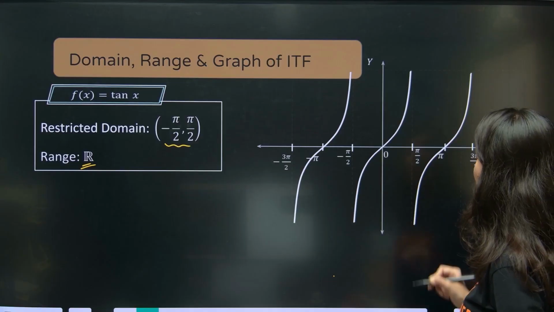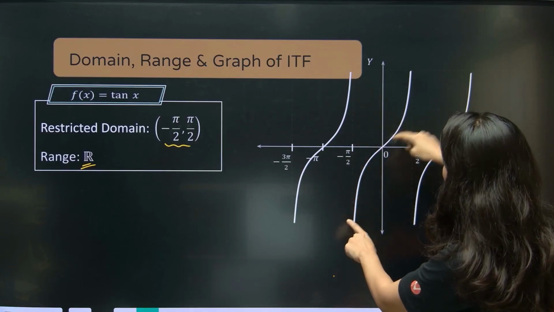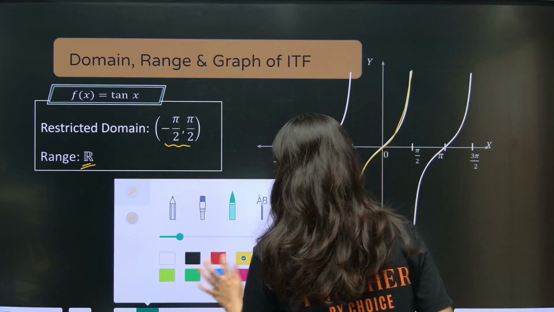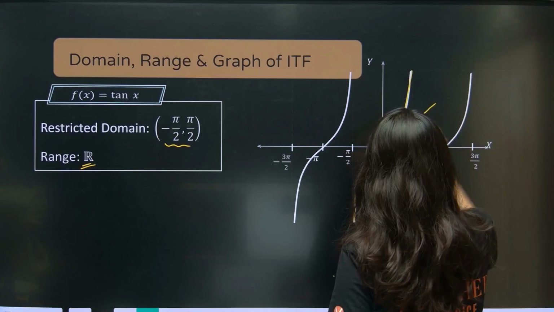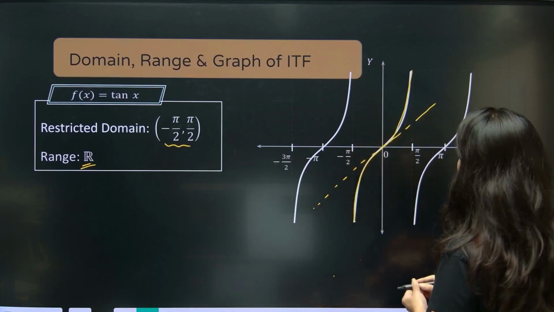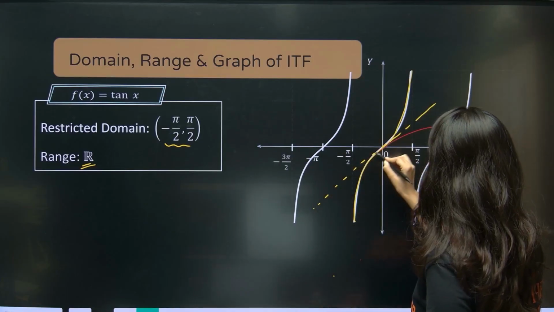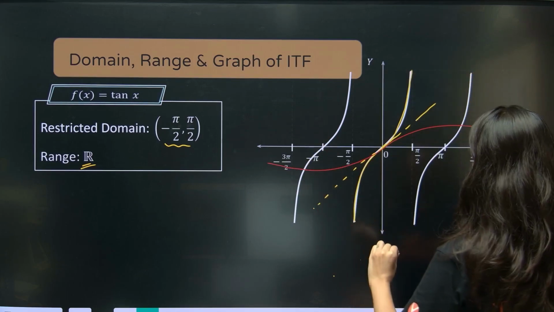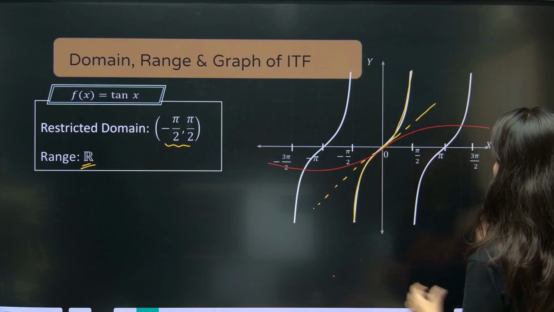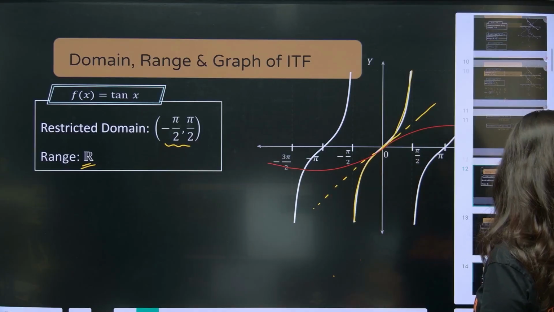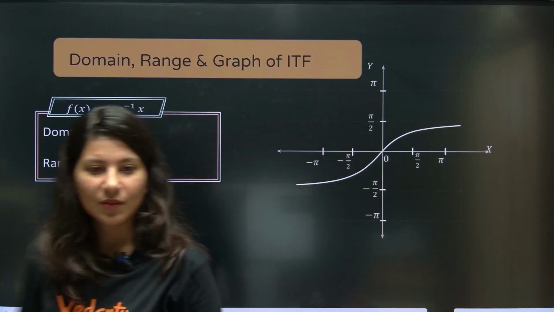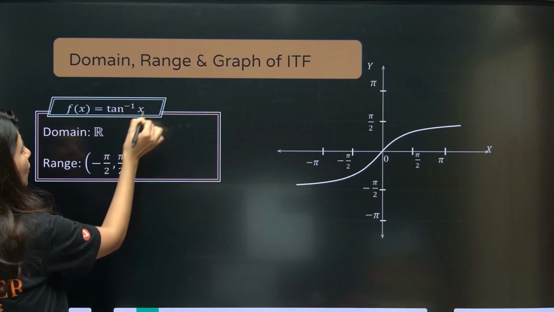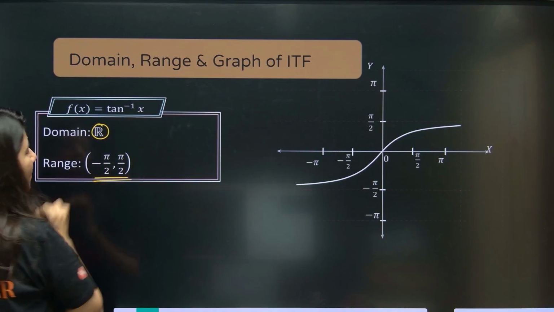So now what you want to do is take this graph from minus pi by 2 to plus pi by 2, and just take the mirror image about this y equals x line. So the mirror image will look like this. This is standing, now this is sleeping. Let me tell you the graph. So for tan inverse x, the domain is R, and the range is minus pi by 2 to plus pi by 2.